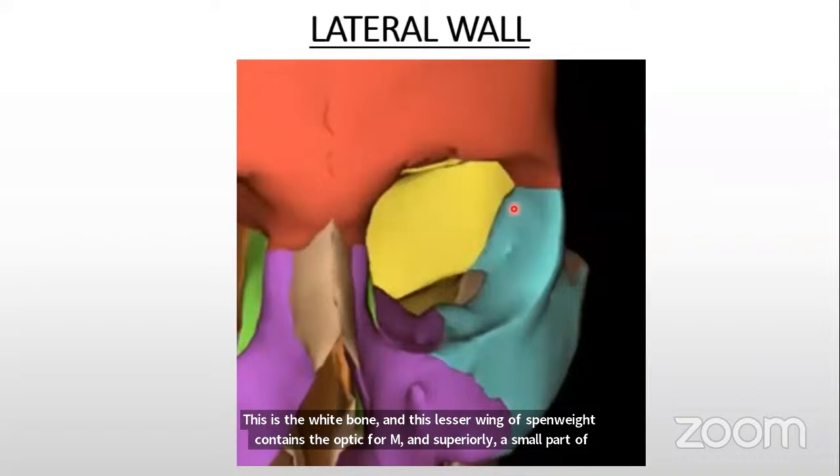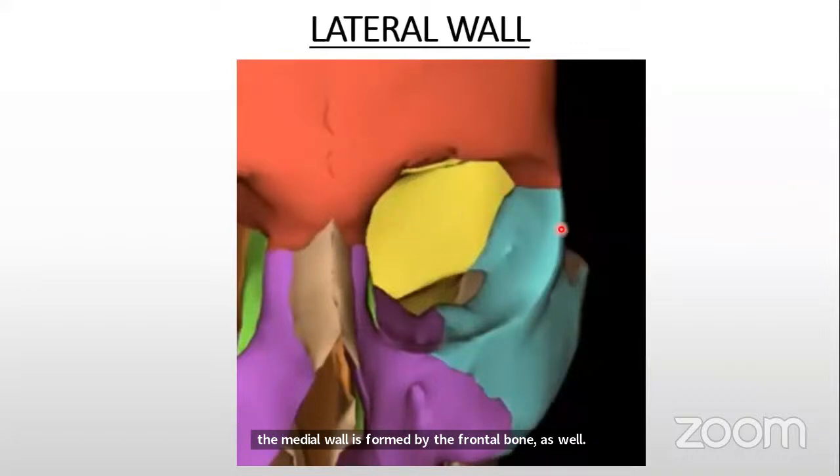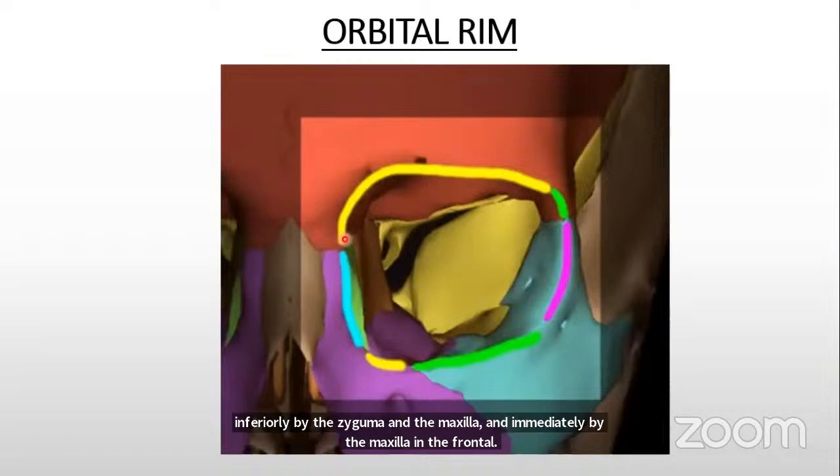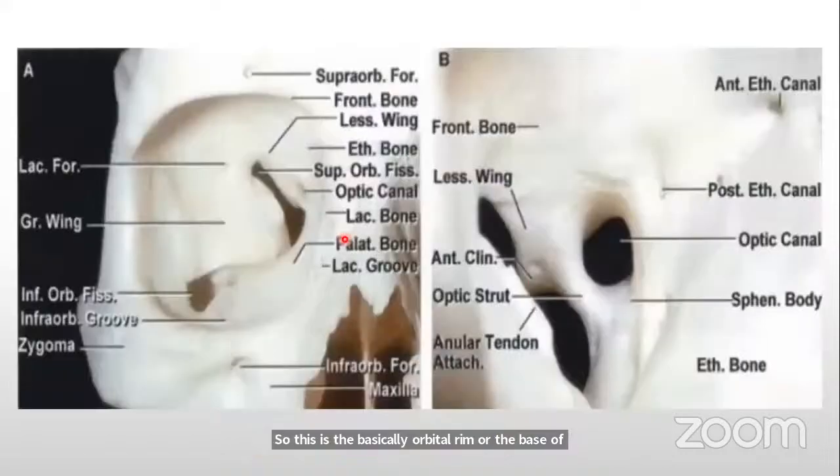The lateral wall is formed by the greater wing of the sphenoid and the zygoma. Again, to reinforce this concept, there is a fissure lying between the lateral wall and the floor of the orbit, which is known as the inferior orbital fissure. We'll see that in a minute. The orbital rim is formed superiorly by the frontal bone, laterally by the frontal as well as the zygomatic bone, inferiorly by the zygoma and the maxilla, and medially by the maxilla and the frontal. So this is basically the orbital rim, or the base of the orbit.